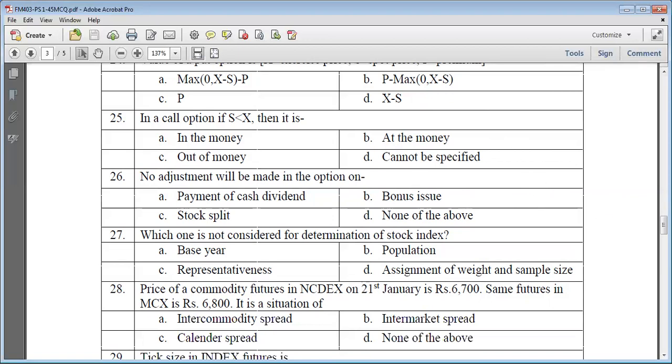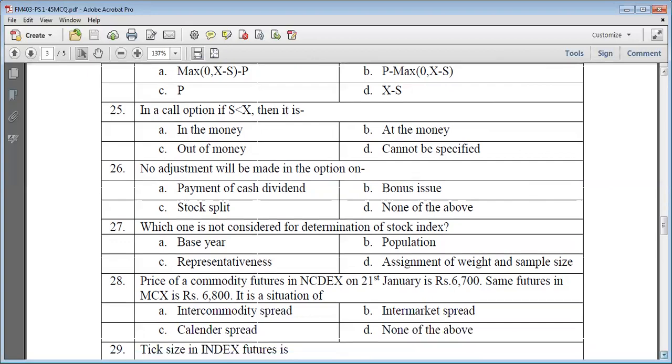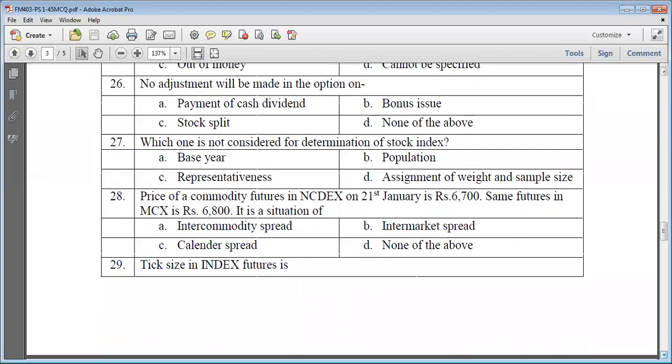Now we are moving to question number 28. Price of the commodity future in NCDEX in January, 21st January, is 6,700. The same future value is 6,800. So it is a situation of calendar spread.